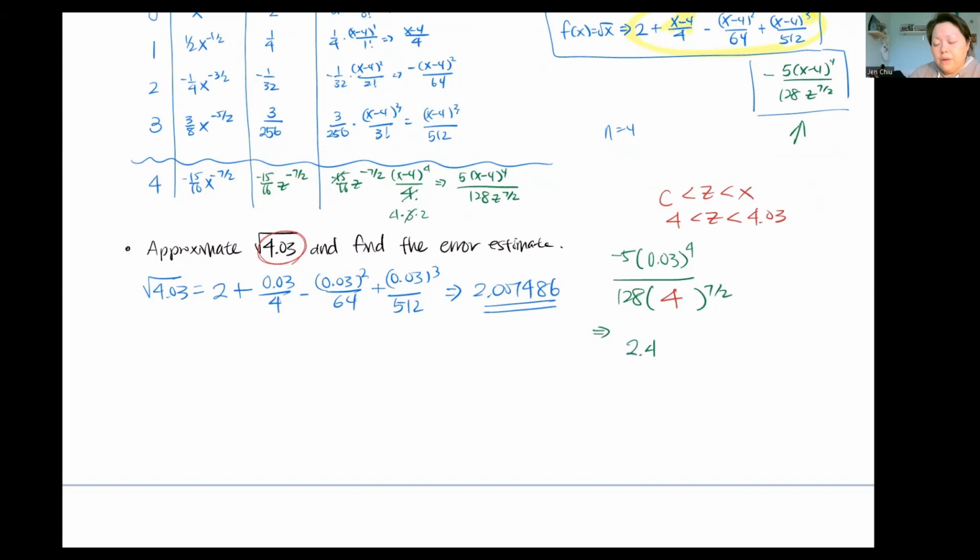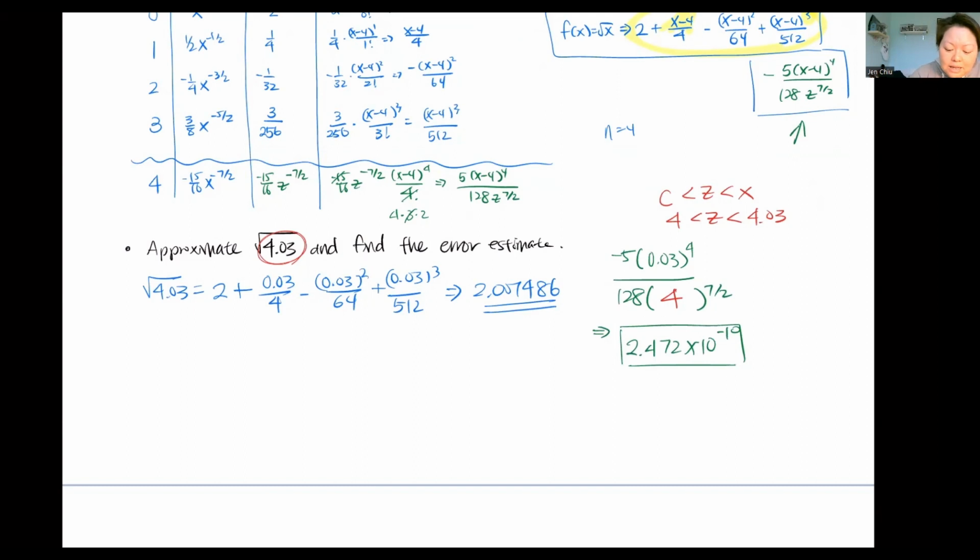It's 2.472 times 10 to negative 10. So your error is very, very tiny. This is a very good approximation. When we did linearization, I believe our accuracy was only up to about 3 decimal places. This is a couple more than that, okay?